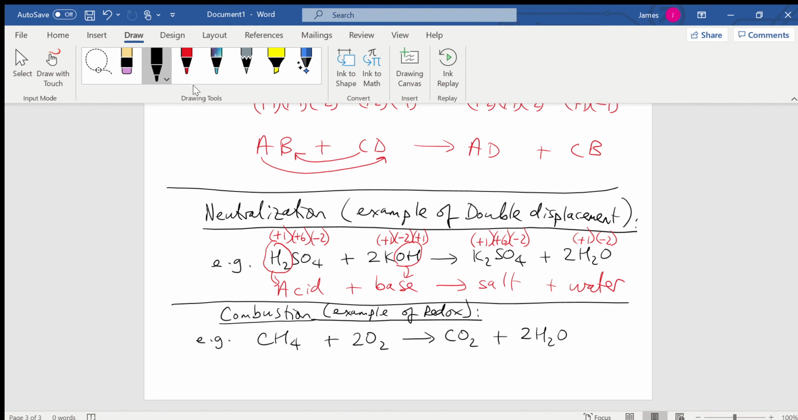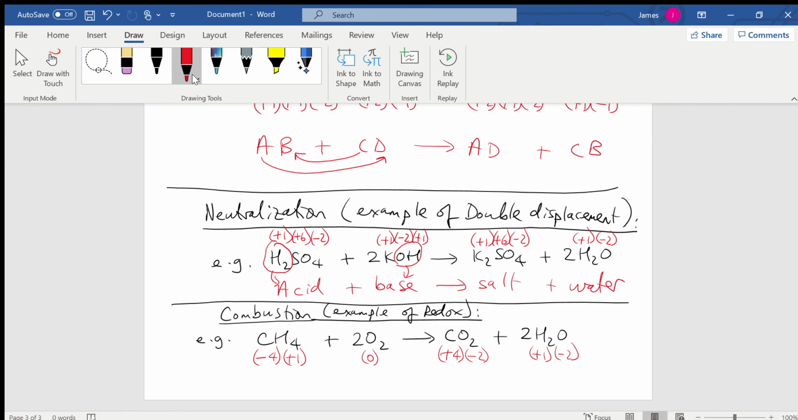Let's look at the oxidation states to see that it's redox also. So we have plus four oxidation state for carbon. No, we don't. That was very boo. We have negative four oxidation state for carbon, plus one oxidation state for hydrogen. Zero oxidation state for oxygen, plus four oxidation state for carbon here, negative two for oxygen, plus one for hydrogen, negative two for oxygen.